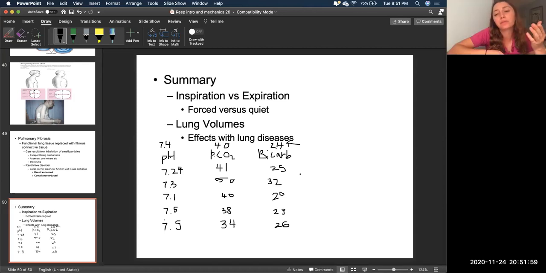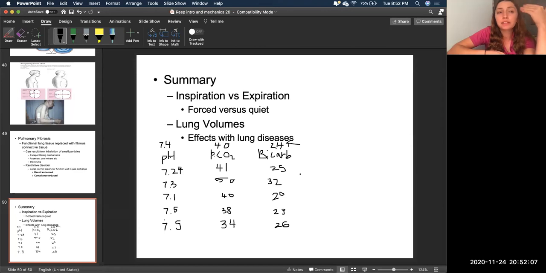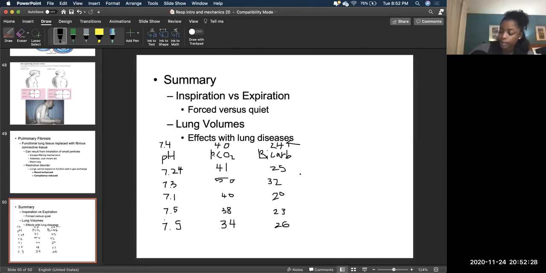In relation to bicarb, the more bicarb you have, the more alkaline your blood is going to be. So if you have a high bicarb, your blood's going to be more alkaline, which means more basic. If you have a low bicarb, it's a little more acidic.